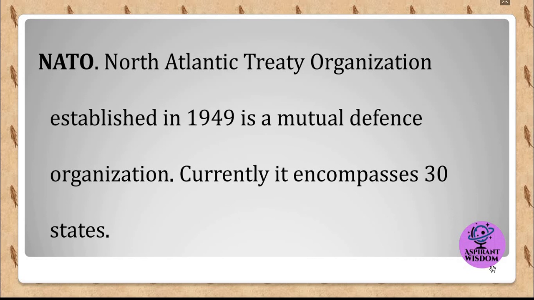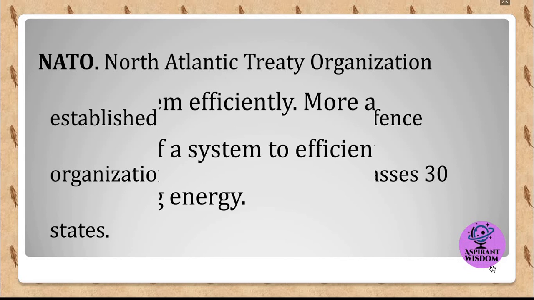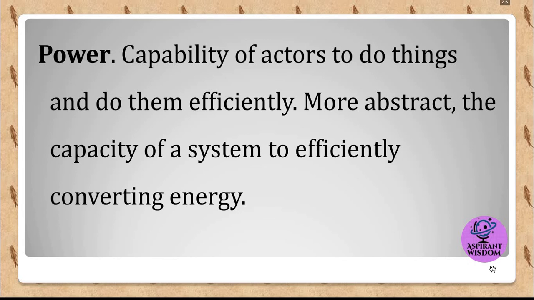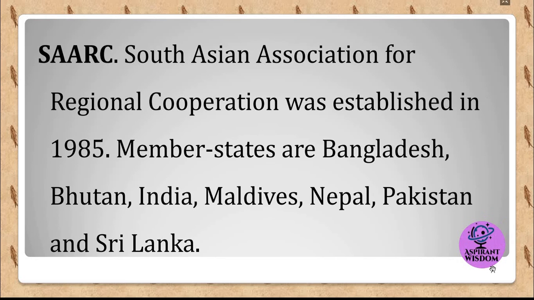NATO. North Atlantic Treaty Organization established in 1949 is a mutual defense organization. Currently it encompasses 30 states. Power. Capability of actors to do things and do them efficiently. More abstract, the capacity of a system to efficiently convert energy. SAARC. South Asian Association for Regional Cooperation was established in 1985. Member states are Bangladesh, Bhutan, India, Maldives, Nepal, Pakistan, and Sri Lanka.